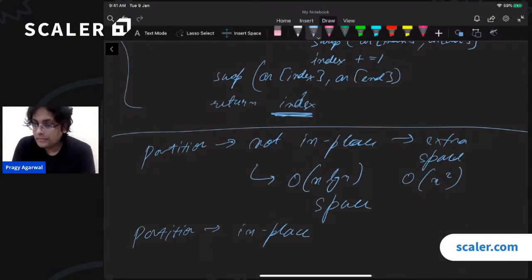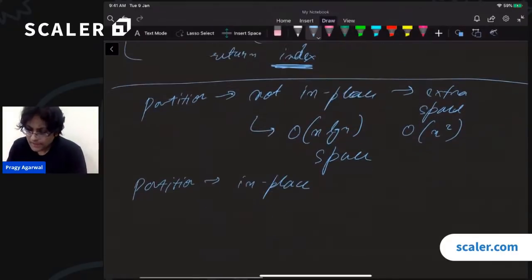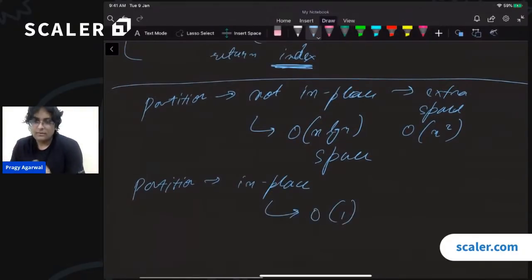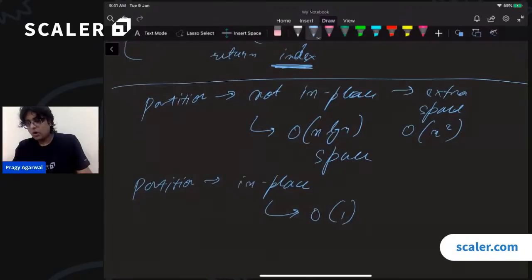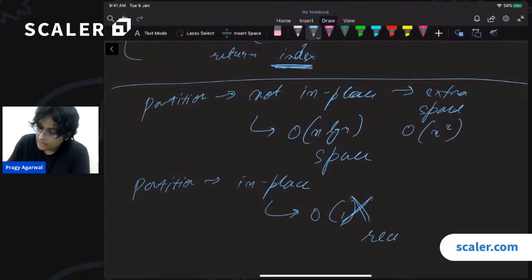If my partition algorithm does not use any extra space, what do you think will my space complexity be? Well, the space complexity should be just order of 1, right? I'm not using any extra space. But not so fast. This is not correct, because there is also this recursion stack that I have to consider.